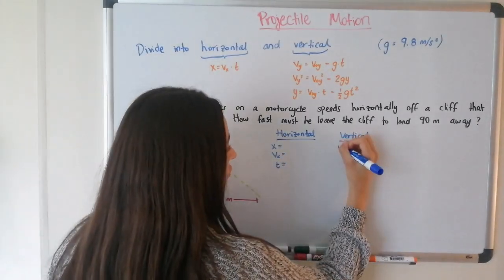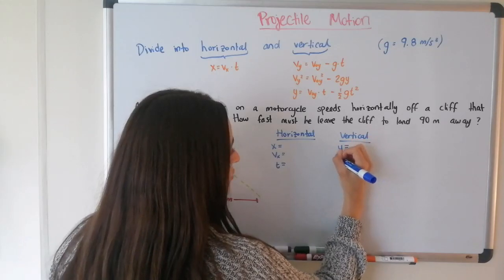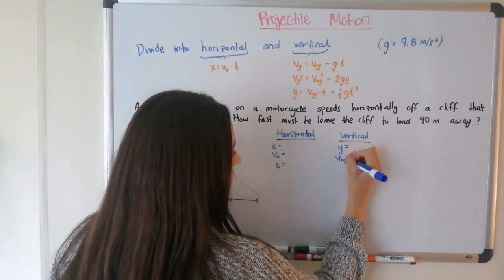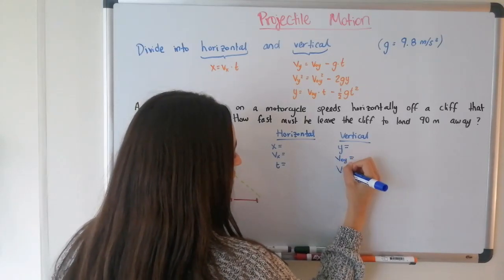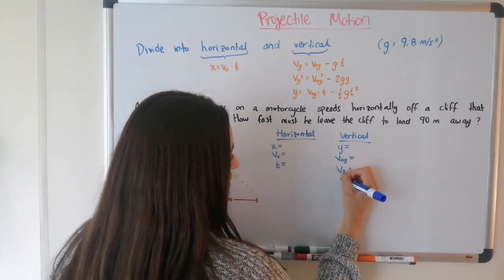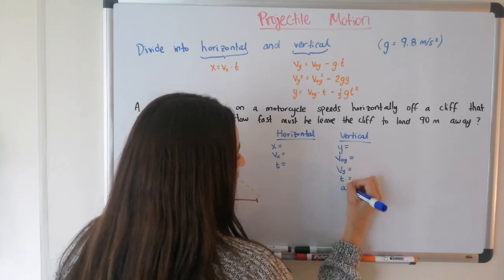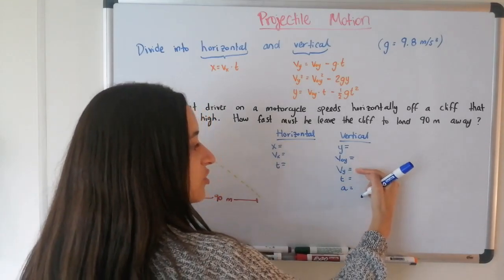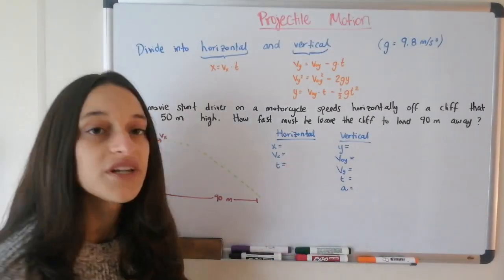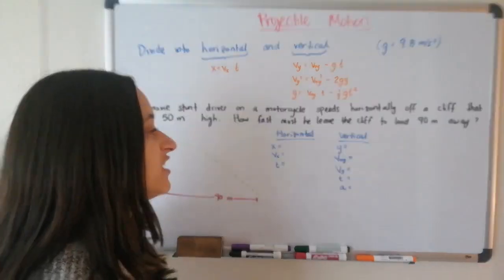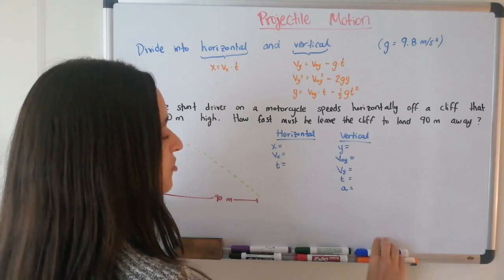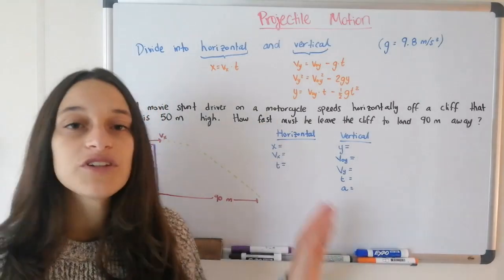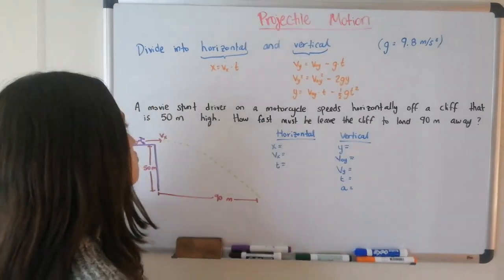For vertical, we have the vertical displacement y, and we do have two different velocities. There's the Voy, the initial velocity, and the Vy, the final velocity. We have time and we have acceleration. So there are two here because it's not constant, but there's only one here because it is constant. So we just call it Vx. So now what we need to do is find these numbers in the question so that we can fill this in and see which equation to use.